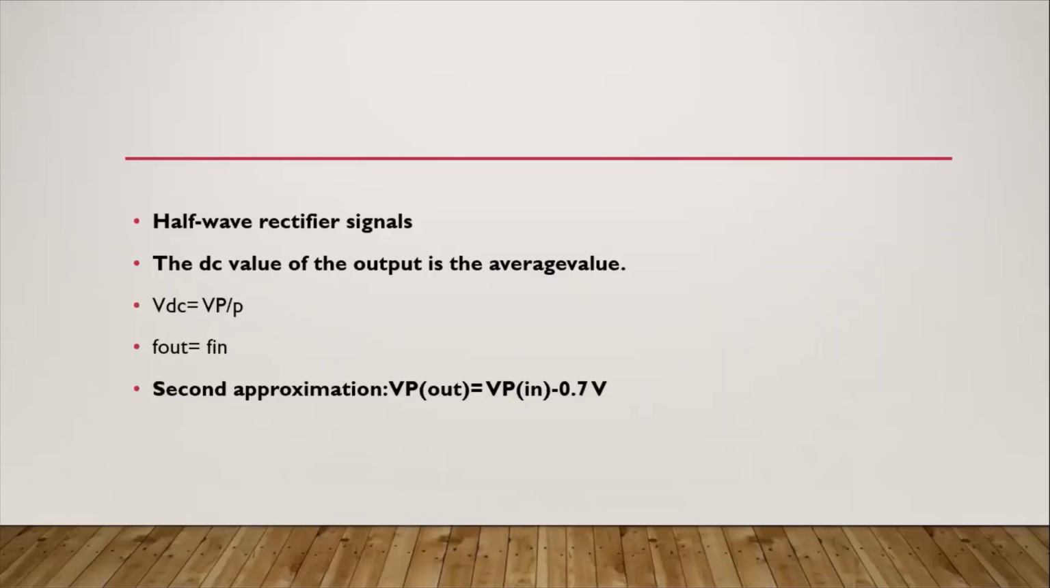Then we have the second approximation. Ang formula nito is Vp out, or output peak voltage, equals input peak voltage natin, minus 0.7 volts, or yung minus ng barrier potential na 0.7 volts. Okay? That is the second approximation formula.